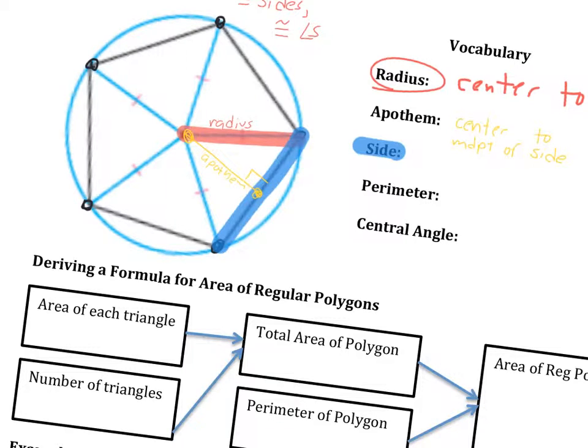Perimeter is not too crazy. Perimeter, of course, is just distance around. And again, this is distance around the polygon. Peri means about in Greek, and meter means measure.